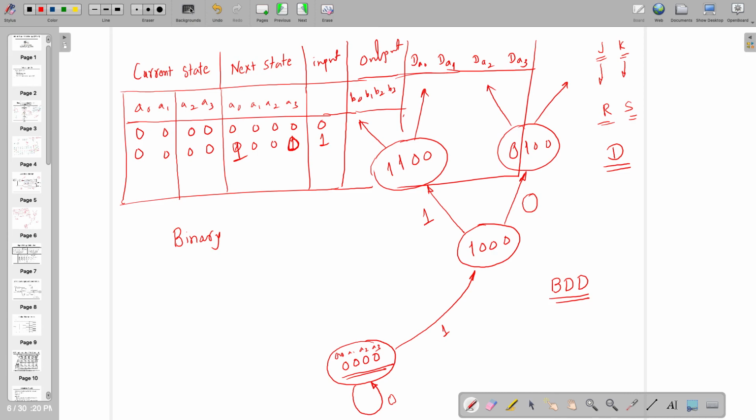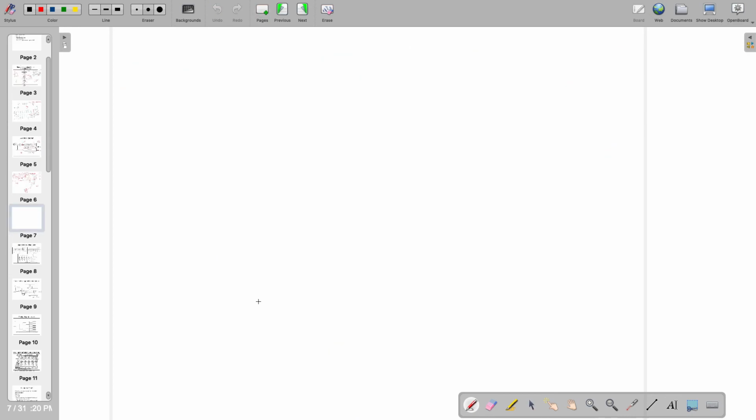Okay. So there are two kinds of tables. One is called the state table, where you know what D is. If there is a D flip-flop, you know the present state and the next state.